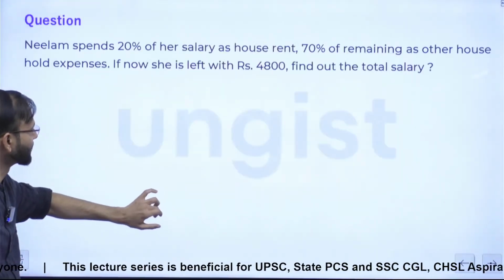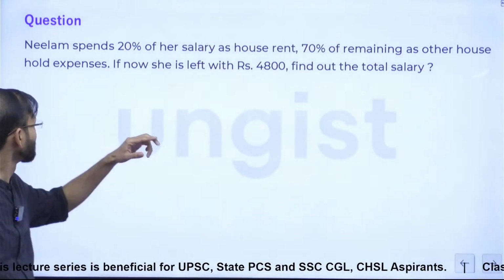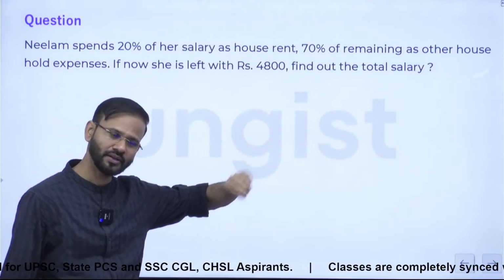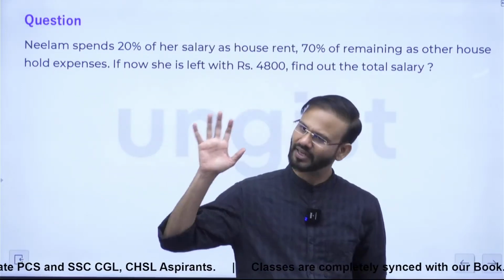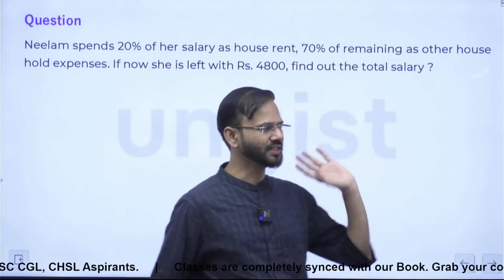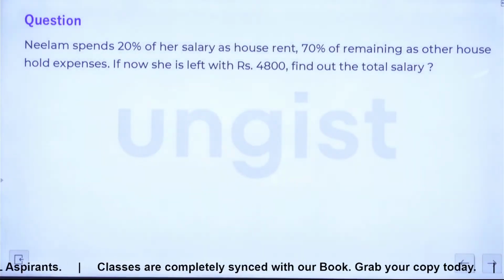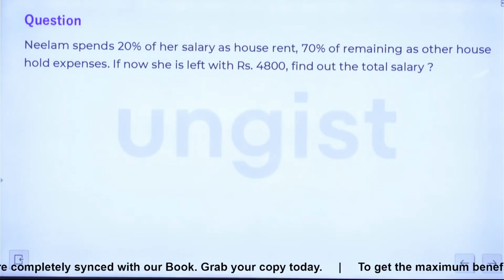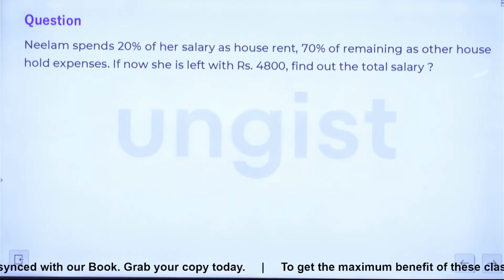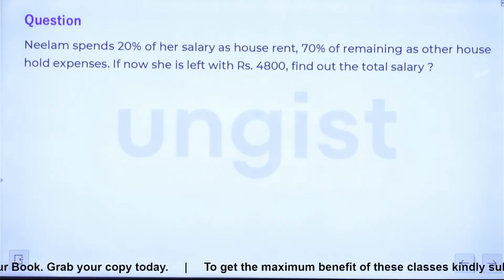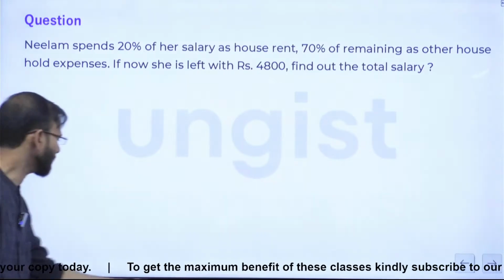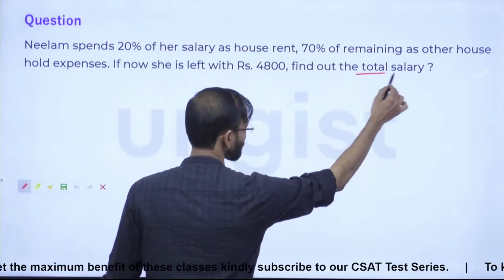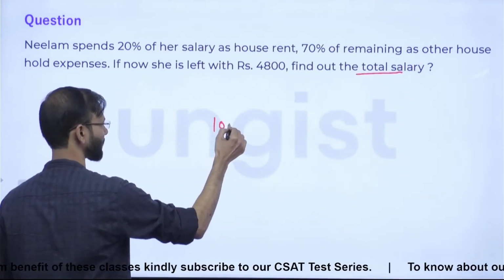So just read this question. The final question statement is saying, if now she is left with rupees 4,800, correct? So initially you will start with one convenient value, which is 100%, let's say. Just read the question, everybody. The question is saying Neelam spends 20% of her salary as house rent, 70% of the remaining as other household expenses. Now she is left with 4,800 rupees. Find out her total salary. Everybody, her total salary has been asked in the question, right? So just assume this value as 100%.